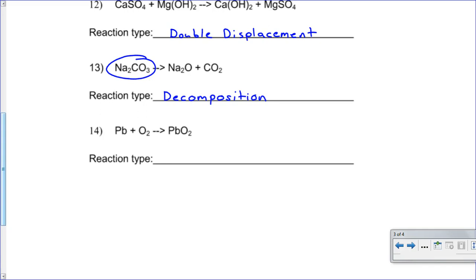Pb plus O2 yields PbO2. This one, there's only one product. Okay, if there's only one product, that means it is a synthesis reaction. Both of these things are reacting together to make PbO2. So it's synthesis.